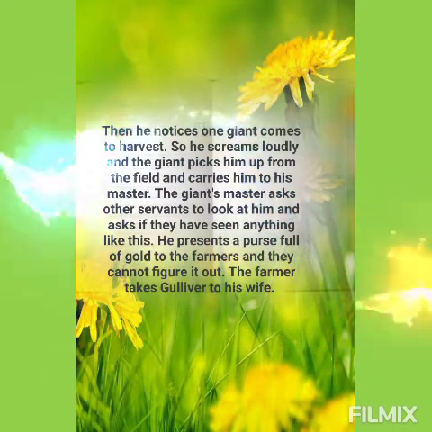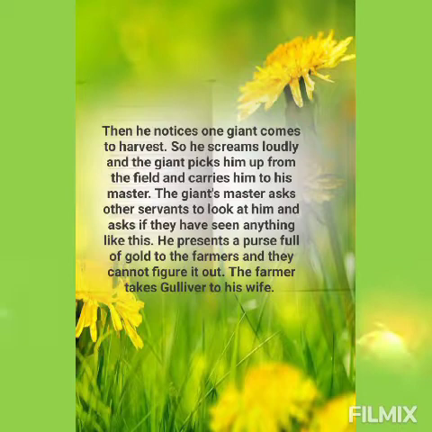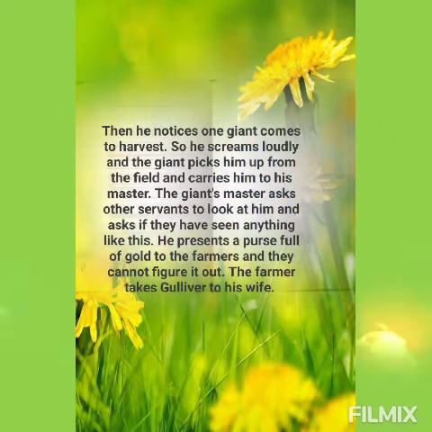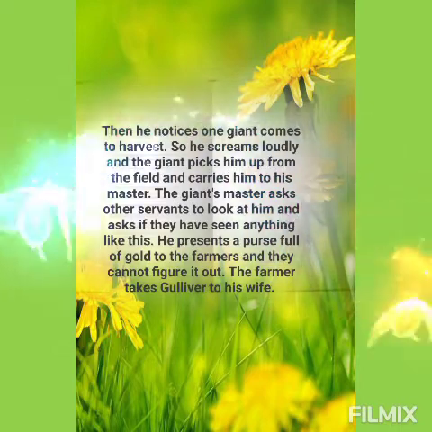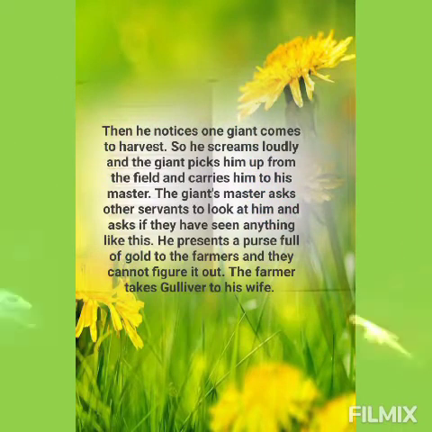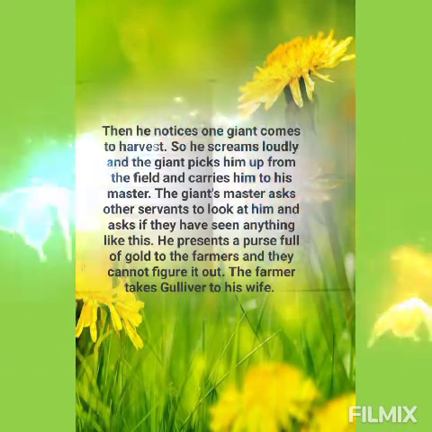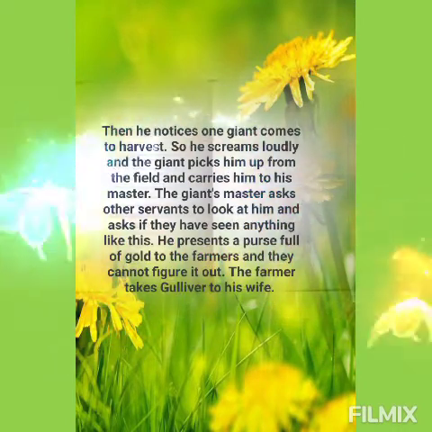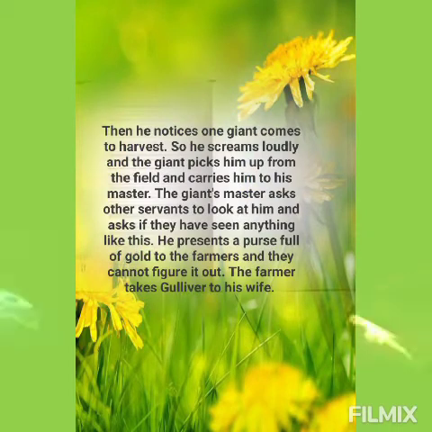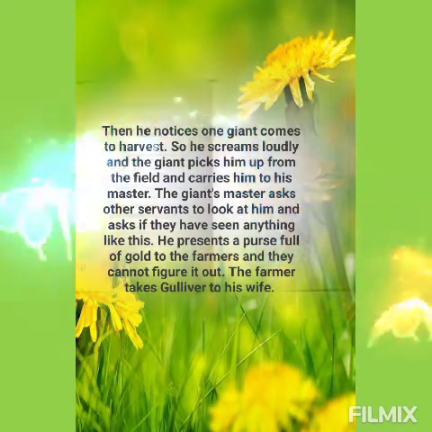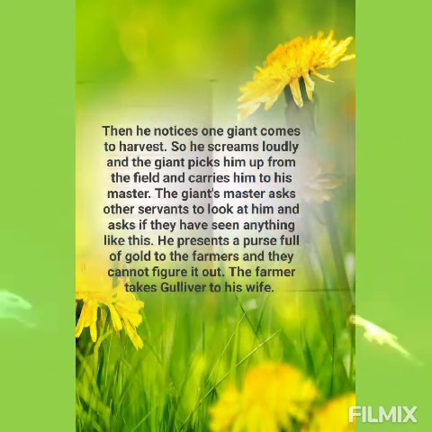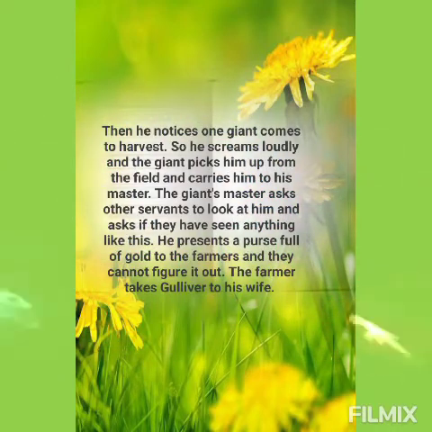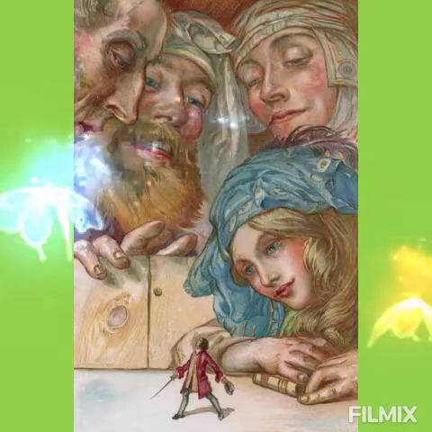Then he notices a giant coming to harvest. So he screams loudly and the giant picks him up from the field and carries him to his master. The giant's master asks other servants to look at him and asks if they have seen anything like this. He presents a purse full of gold to the farmers and they cannot figure it out. The farmer takes Gulliver to his wife.